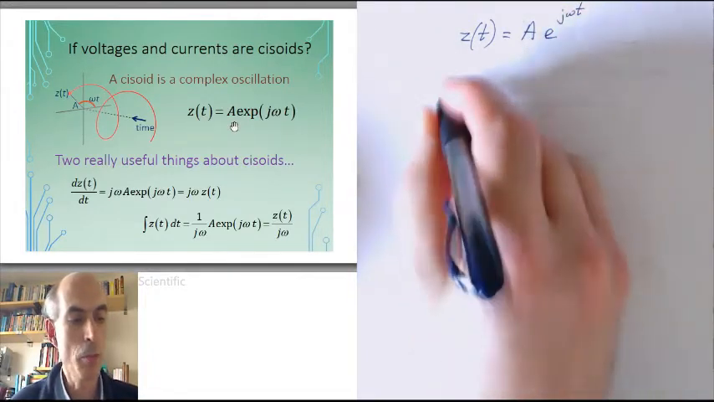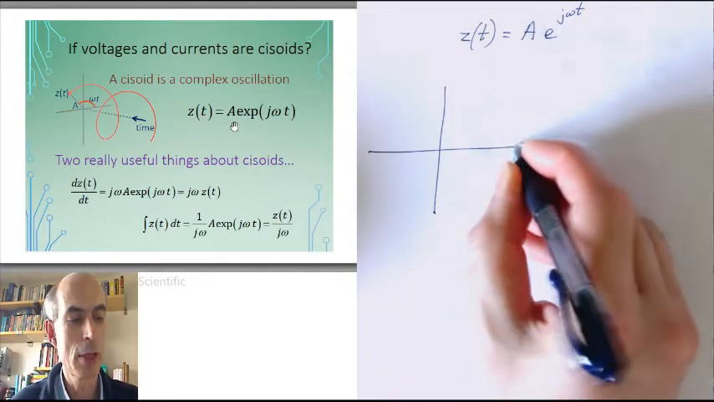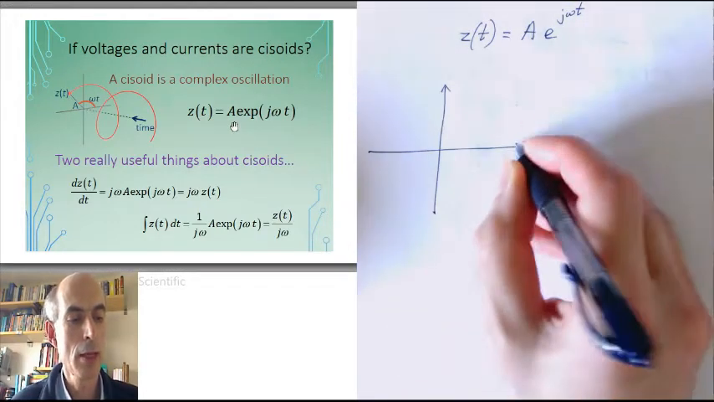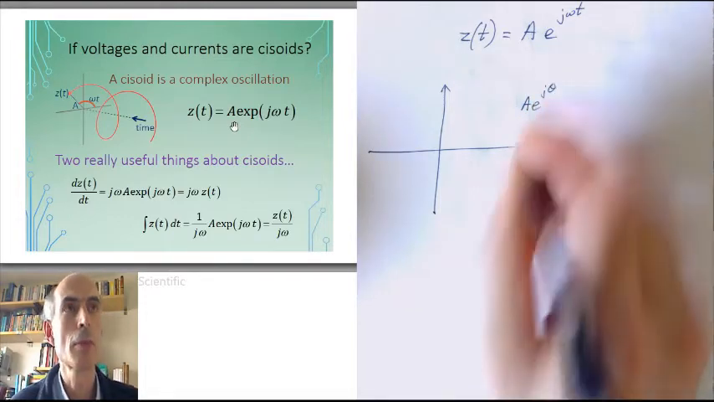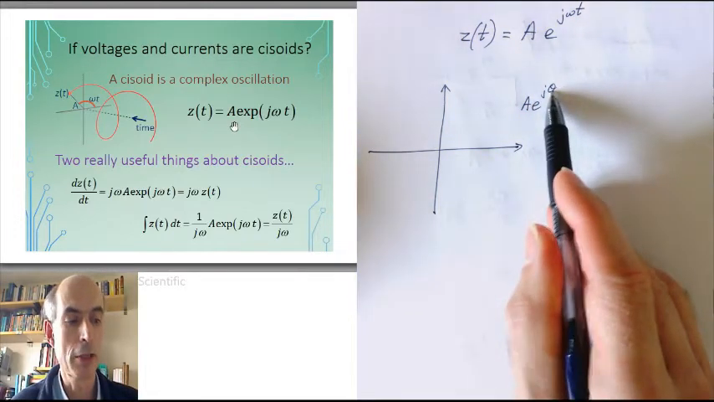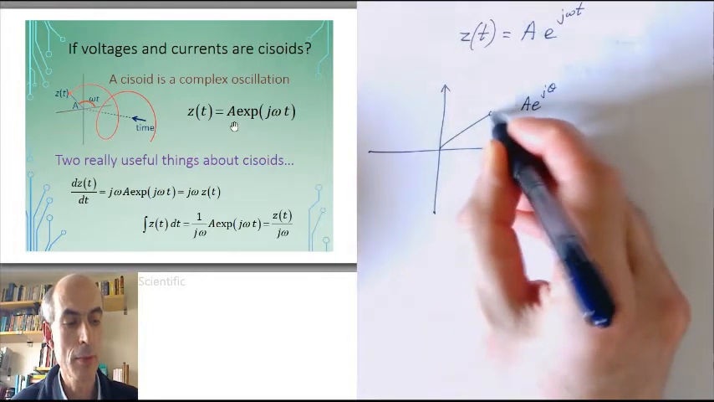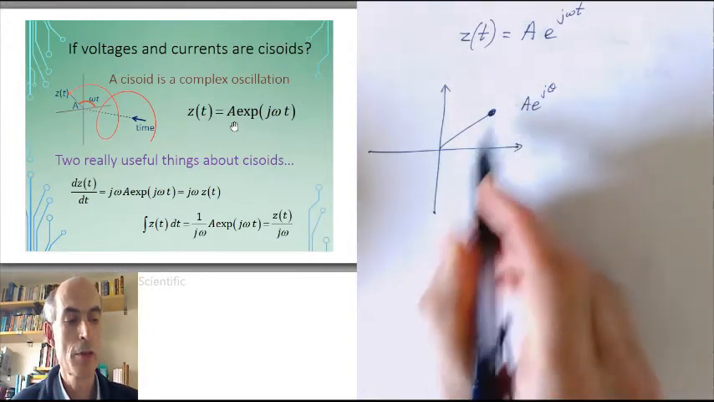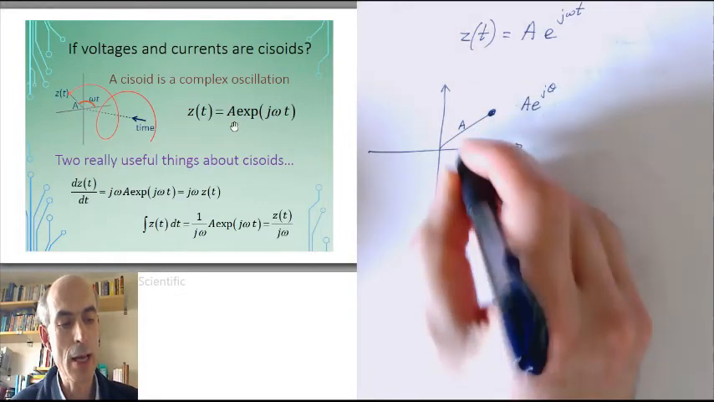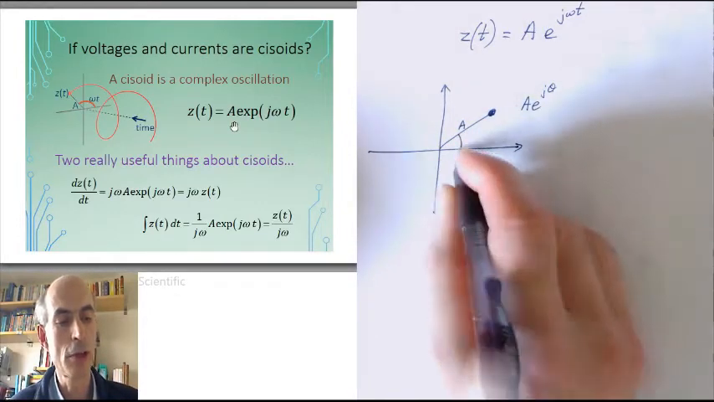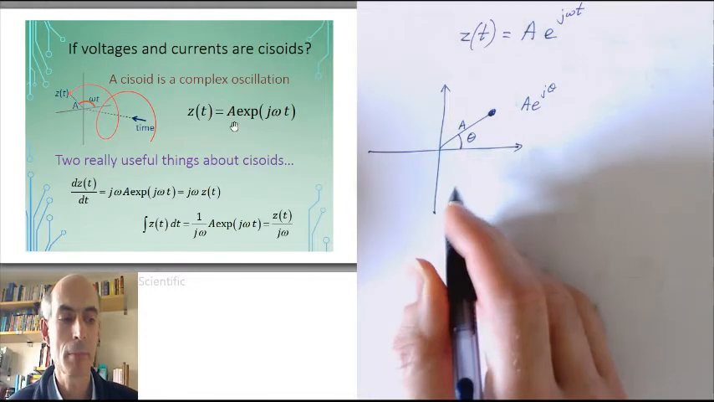Now, a complex number can be written in polar form as A e to the j theta, where theta is the phase of the complex number. So that would be, for example, this complex number here, where its distance from the origin is A, and the angle to the real axis is theta.